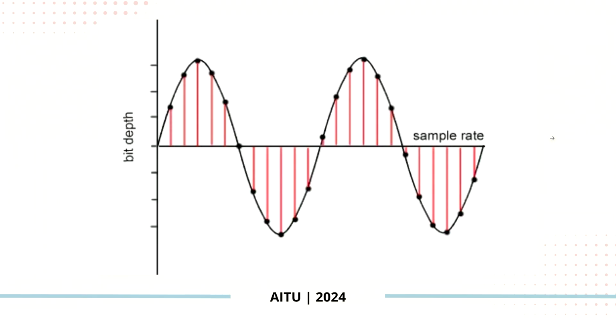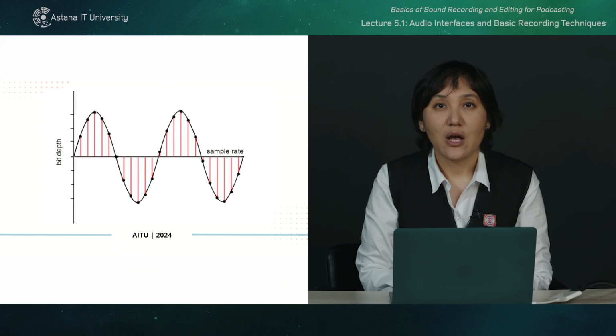Now let's discuss the technical settings you need to consider when working with audio interfaces and recorders. Sampling rate and bit depth. Sampling rate refers to the number of times per second an audio analog signal is measured or sampled when converting it into a digital format.